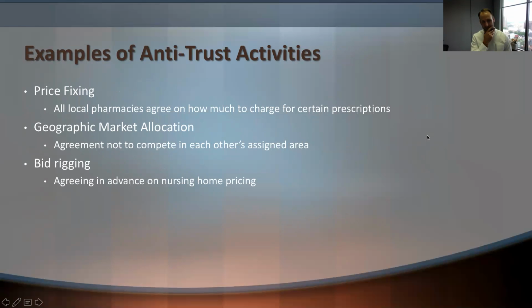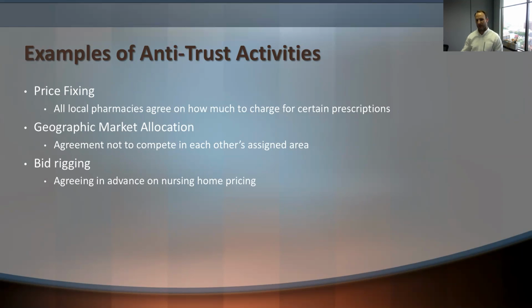What are some examples of antitrust activities? Price fixing. So if all local pharmacies in a given geographic area agreed to charge the same amount of money for a prescription, that would be an antitrust activity that would not be allowed. Geographic market allocation: basically an agreement by competitors not to compete in an assigned geographic area. And bid rigging. That is when competitors are bidding on a contract or something along those lines, and they agree in advance that they're going to compete at the same price point. That would be antitrust activity.